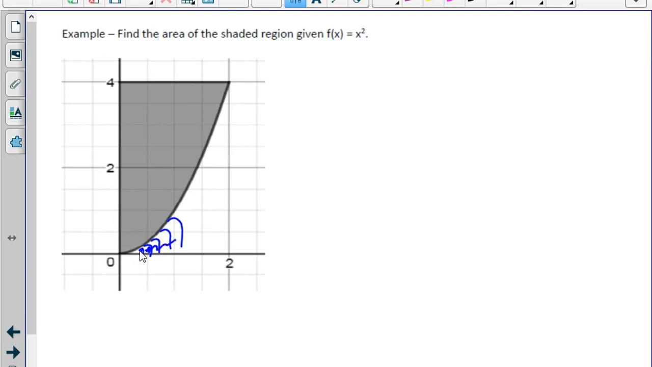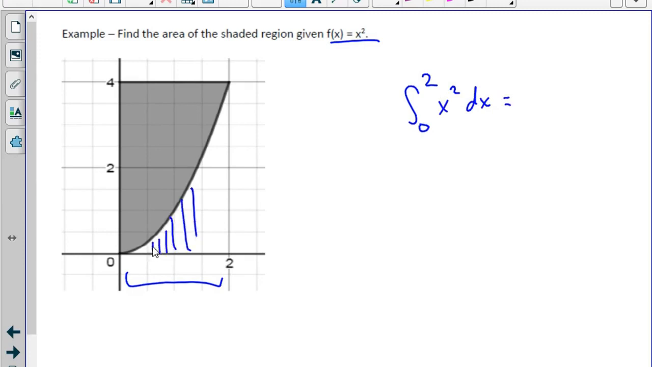So we're finding all of these. We take the limit as this distance goes to 0. So what we're essentially doing is finding the area under the curve. If we want to find the integral of the function x squared dx from 0 to 2, we're going to be finding this entire area underneath.